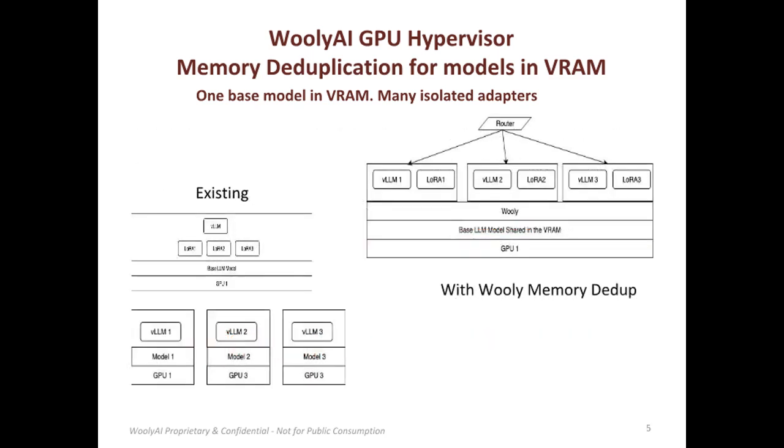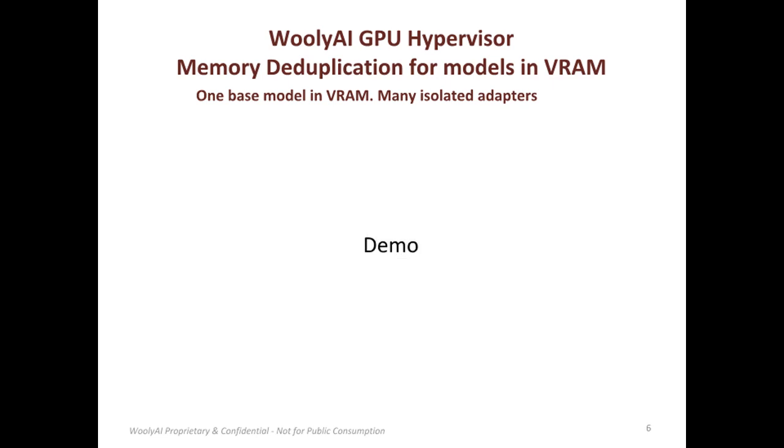With WoolyAi hypervisor memory deduplication, you get the best of both worlds. Each LoRA adapter stack runs in its own isolated process. The base model weights are shared once in video RAM. Each adapter manages its own batching independently. That means you can host many LoRA adapters on a single GPU that simply wouldn't fit before, without giving up isolation or performance. Now, let's jump into a short demo to show you how it works in action.